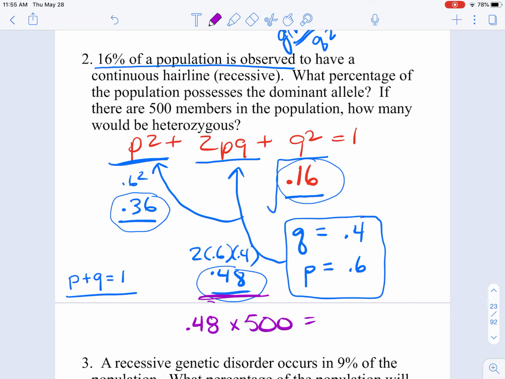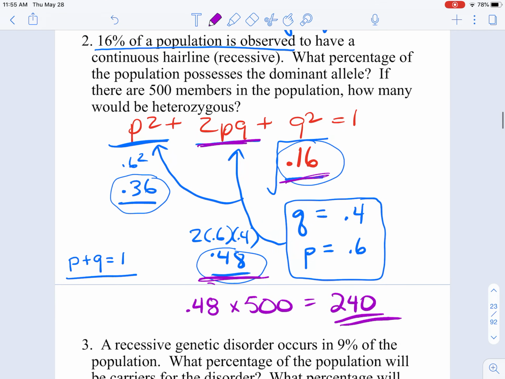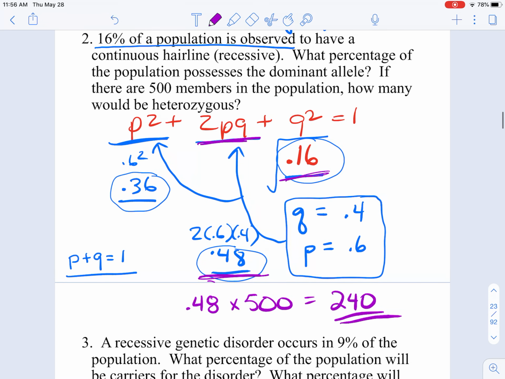So 48% of my 500 is how we answer that part of the question. And we know that that's now going to be an answer of 240 individuals that are actually heterozygous. And you could do the same thing for the others. If they said how many of the 500 are homozygous recessive, you could multiply 500 times 16%. Homozygous dominant, you'd multiply the 500 times 36%. So that is how we use Hardy-Weinberg calculation to find the genotypic frequency of all of the groups.